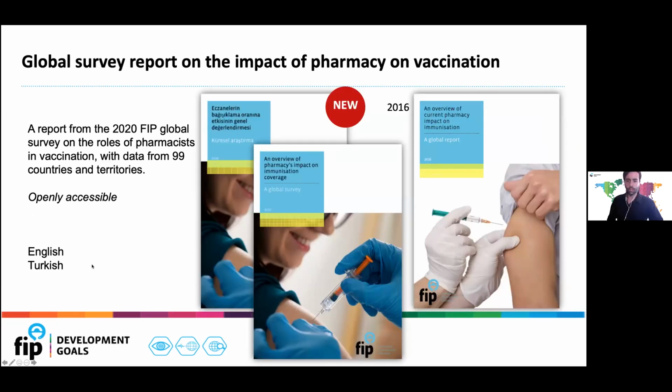The next one is a survey from 2016, an overview of current pharmacy impact on immunization, this global report that was redone in 2020 and counted with the participation of 99 countries and territories. So it was one of the highest, or the highest, response rates on this type of survey. It is openly accessible, and we would like to thank the Turkish Pharmacists Association for the collaboration and translation to Turkish that is now available.